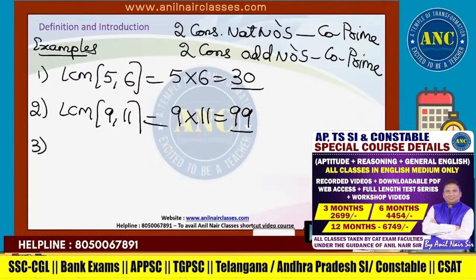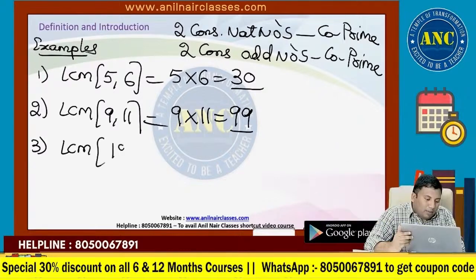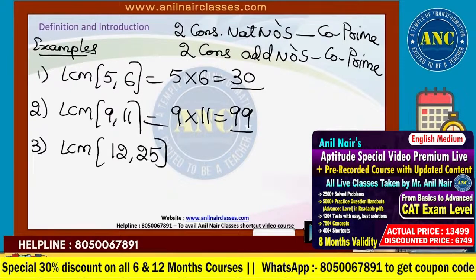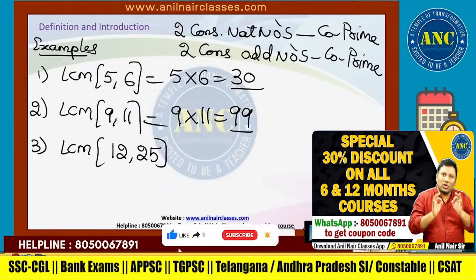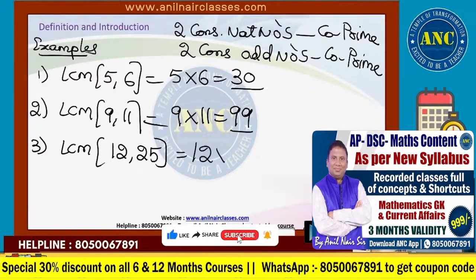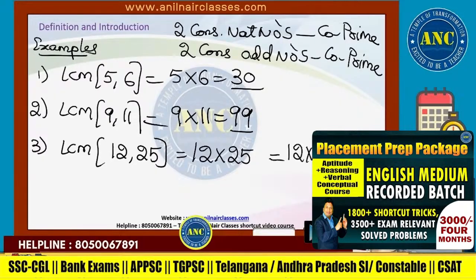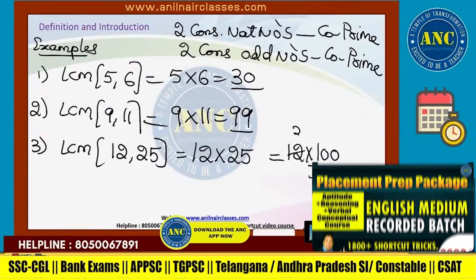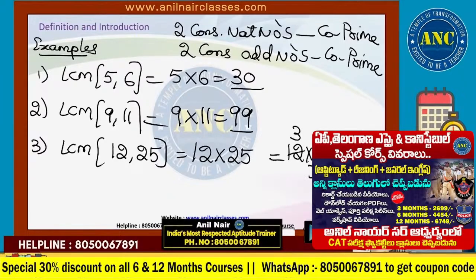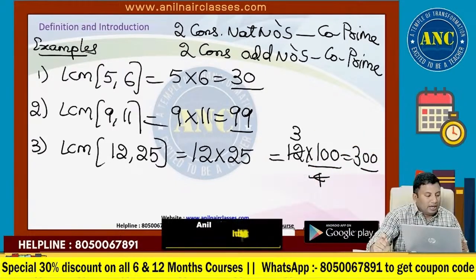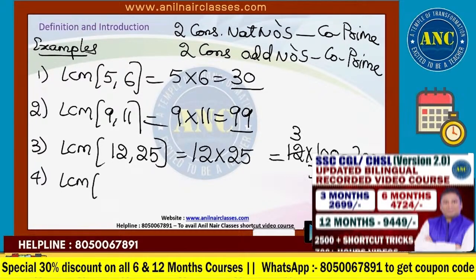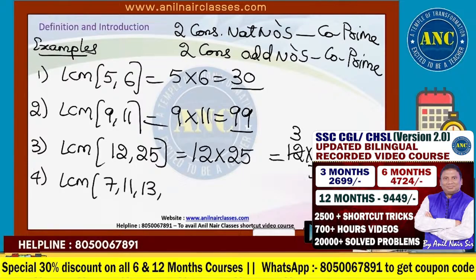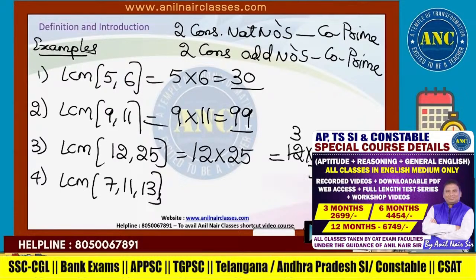Third example, LCM of 12 comma 25. The numbers are not consecutive, and they are not consecutive odd numbers, but still they are co-prime to each other. LCM of co-primes is always their product. 12 into 25 is, if you are unable to do the calculation, 100 by 4. 4 3s are 12. So the answer is 300.